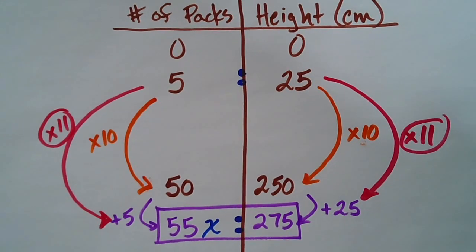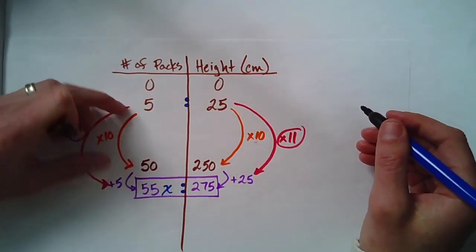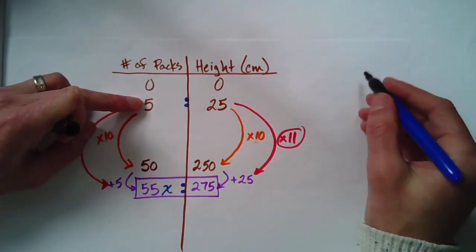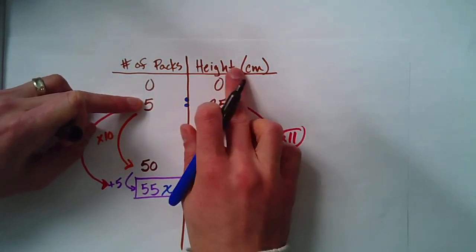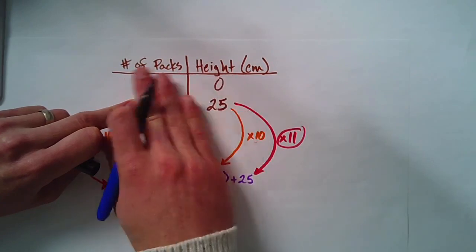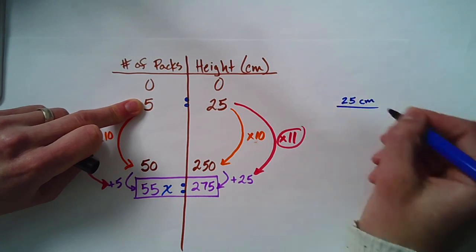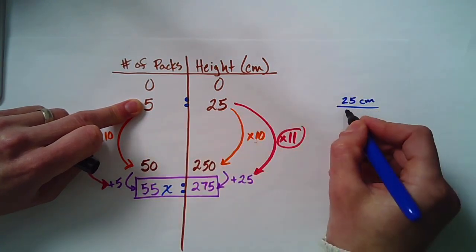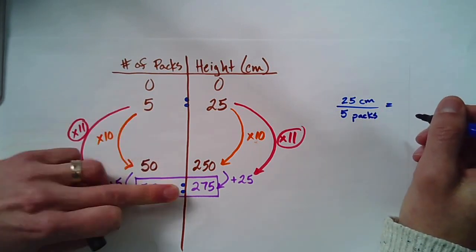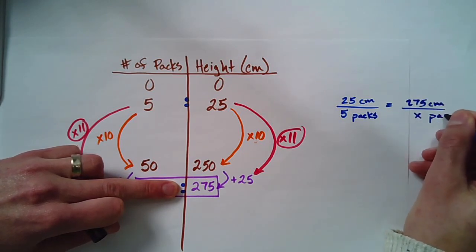And really all I need to do is set up my proportion. I could say 5 to 25, or I could say 25 to 5, whichever I prefer. I prefer to look at this as a composed unit. I look at this as my dependent, like the height depends on packs. However, it's really not a hard and fast rule by any means. 25 centimeters to 5 packs is equivalent to 275 centimeters to x packs.